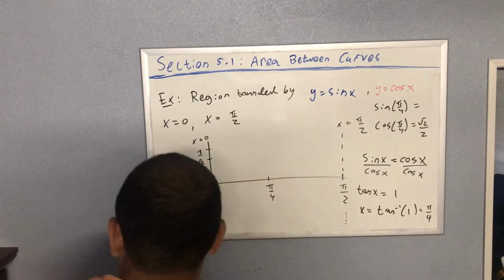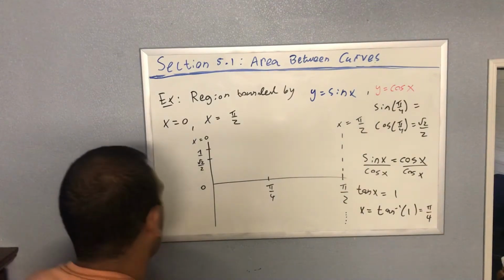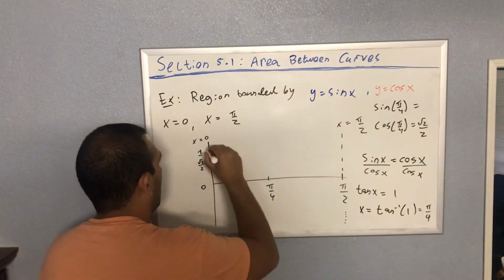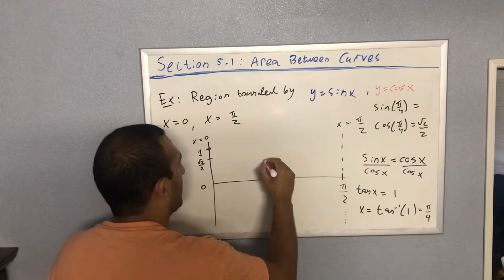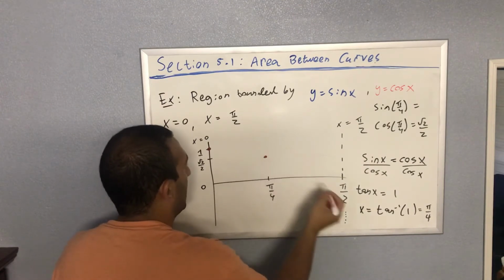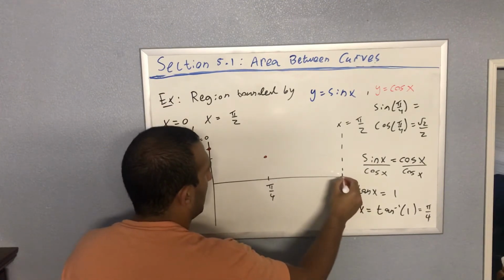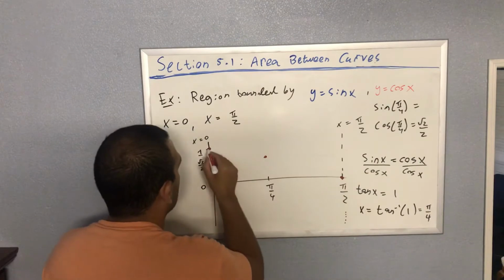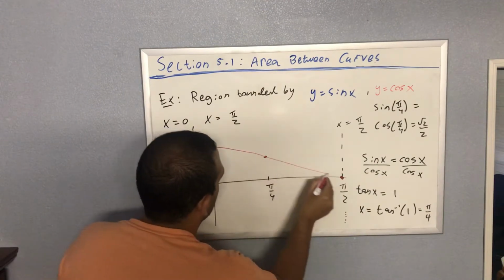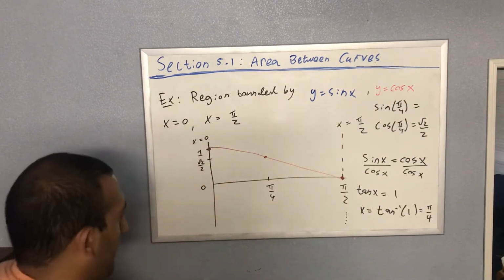Okay, so remember cosine starts out at 1, and then it'll hit root 2 over 2 at pi over 4, and then it hits 0 by the time it gets to pi over 2. So it'll look something like this.